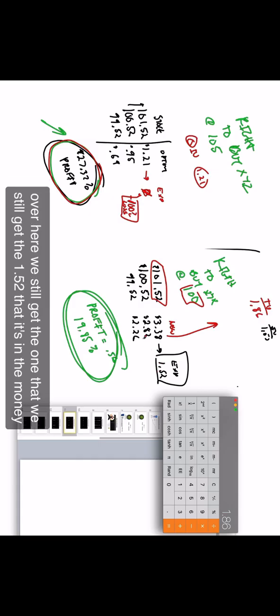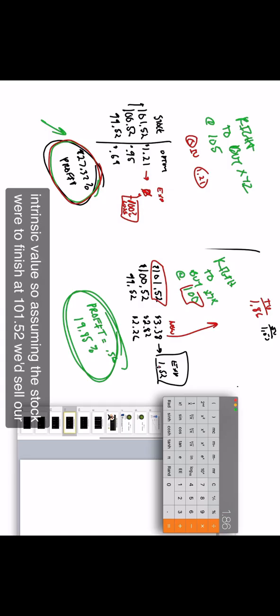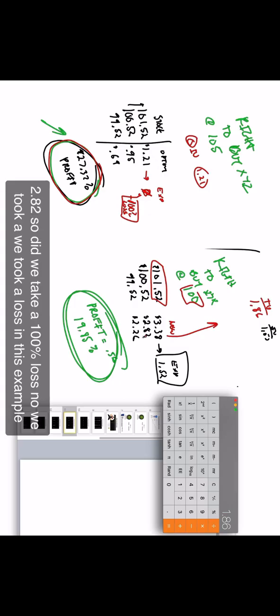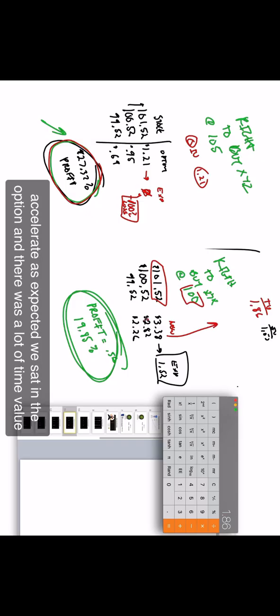Over here, we still get the 152 that it's in the money back, right? We can sell our option on expiration. It will still be worth its intrinsic value. So assuming the stock were to finish at 101.52, we'd sell our calls back at $1.52. Well, we originally paid what? We paid the 282. So did we take a 100% loss? No. We took a loss in this example because the stock did not go up as expected.